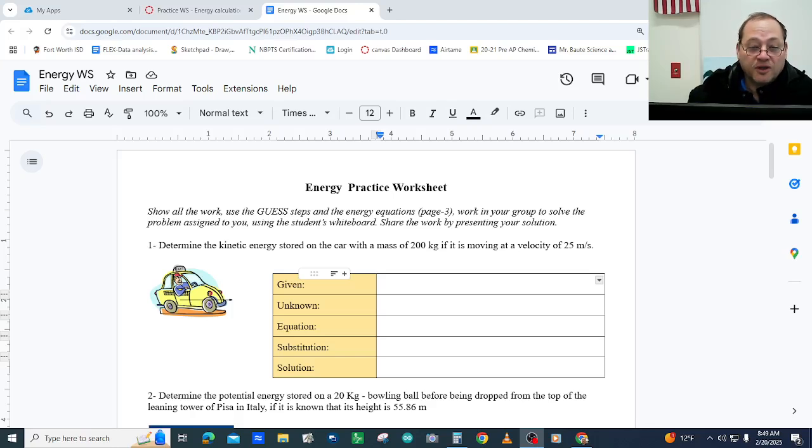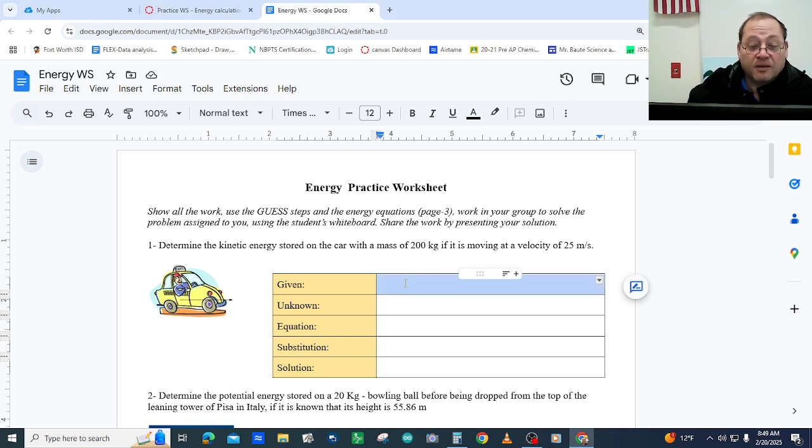Energy Practice Worksheet. Question number 1. Determine the kinetic energy stored on the car with a mass of 200 kilograms if it is moving at a velocity of 25 meters per second.